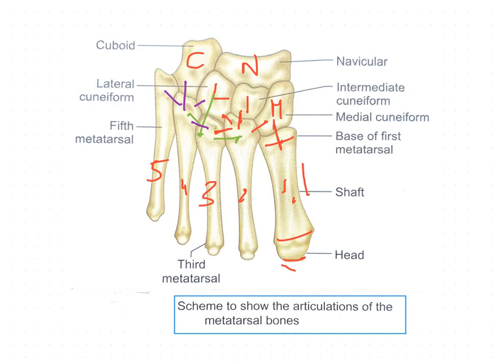Now we will see the fifth metatarsal bone. It articulates proximally with the cuboid bone and medially with which bone? The base of the fourth metatarsal bone. These are the articulations of the metatarsals with the cuneiforms as well as the cuboid, forming tarsometatarsal joints.